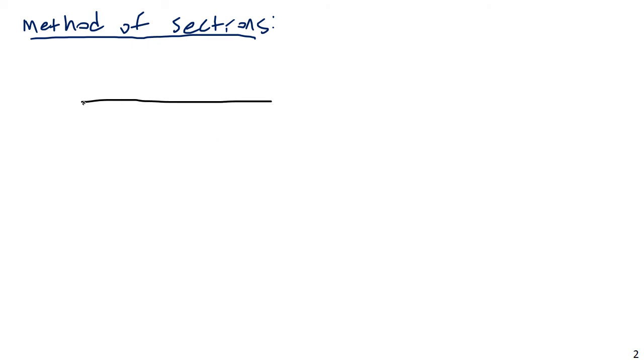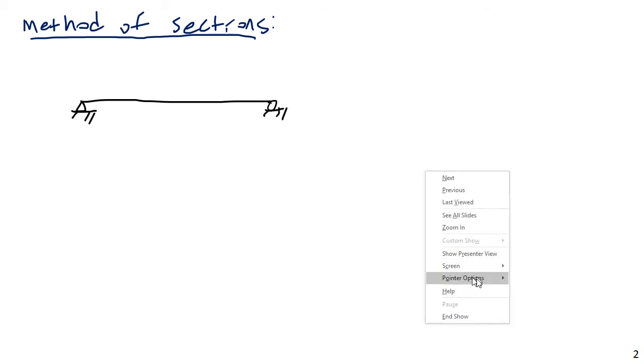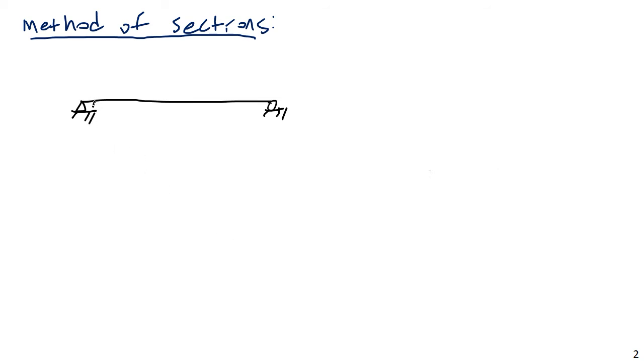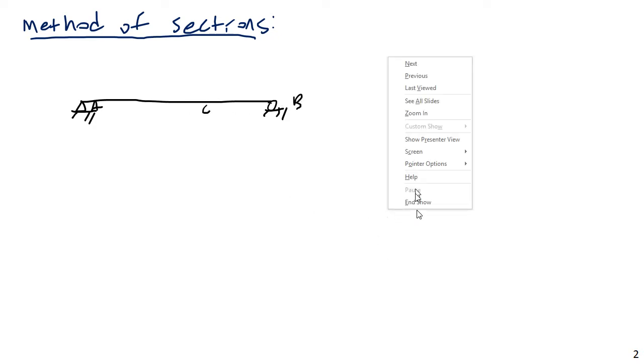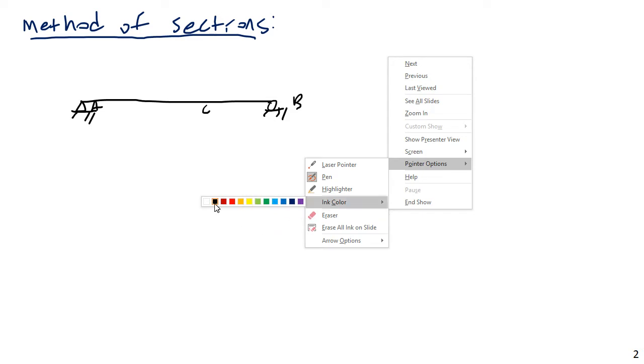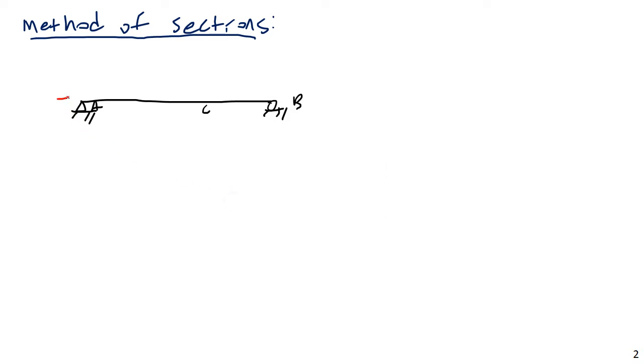Maybe it's simply supported like this, and we have reactions. Let me define a few points. I'll define point A at the left, point B at the right, and some point C in the middle. And then showing the reactions on here, I have AX, AY, and BY.